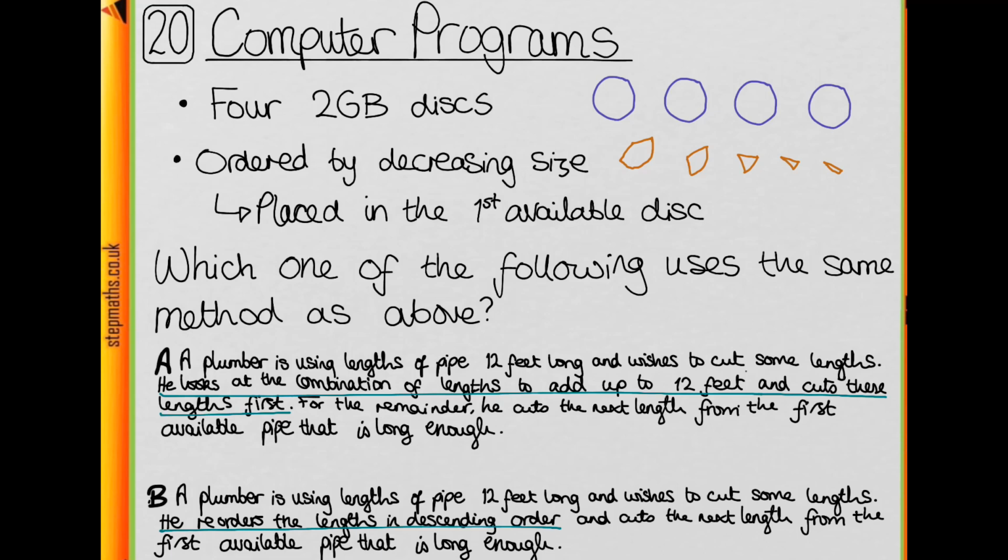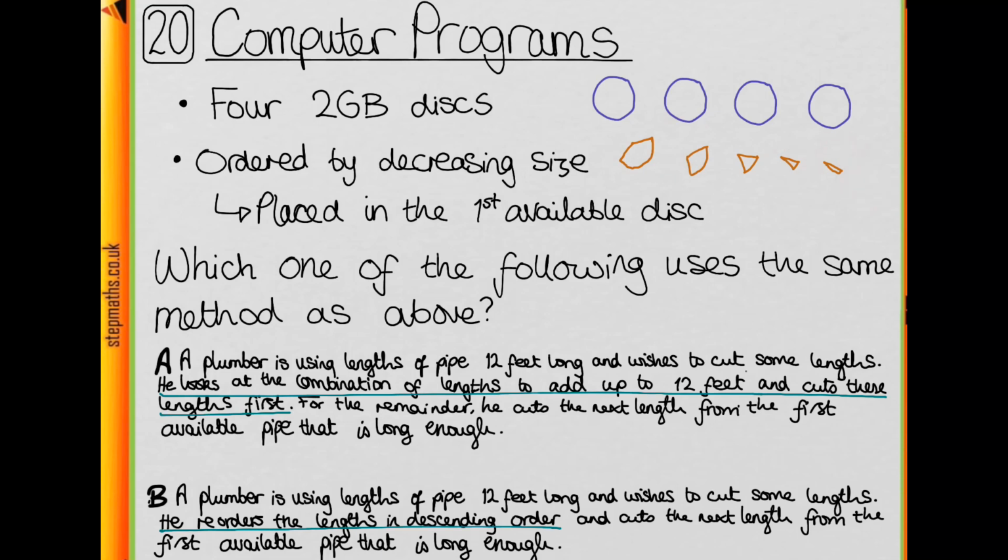They're very lengthy, but they're all exactly the same, minus the one statement in the middle, which I've underlined in blue for you. So the first one is, we've got a plumber basically using lengths of 12 feet long pipe, and he wants to cut some lengths from it. So it's a similar problem to what we had above already, because our discs become our bits of 12 feet long pipe, and our lengths become these programs we want to fit inside it.